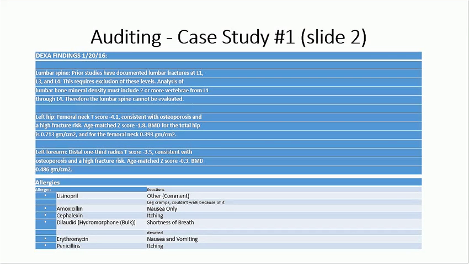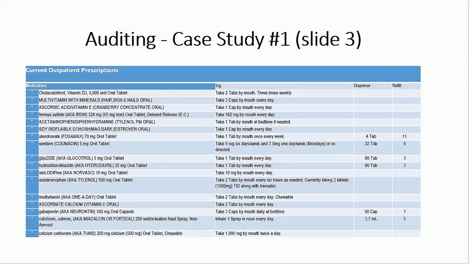Slide 2 for Case 1 lists the DEXA scan findings from January 20th, 2016. It states the lumbar spine could not be evaluated due to the previous fractures. However, the T-scores at the left hip and left forearm are consistent with osteoporosis. We also see the allergies to several medications documented and the reactions for each of those medications. Slide 3 for Case 1 is a full list of the patient's outpatient prescriptions that had been updated during this encounter.